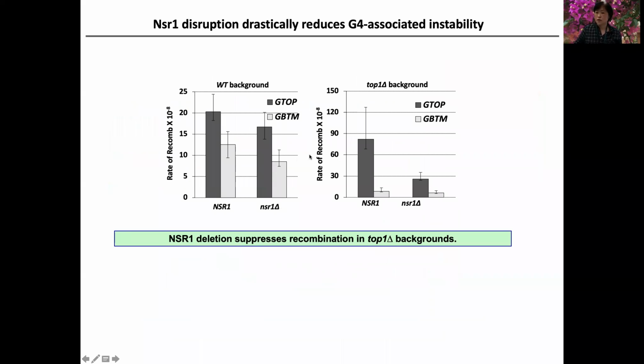So again, like I talked about before, if it's a protein that binds to G4 and by binding increases its stability, then when we delete NSR1, we would see a reduction in the recombination rate occurring at G4. And this is what we saw. Again, it's only specific for G-top and not G-bottom.